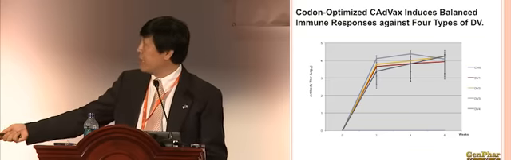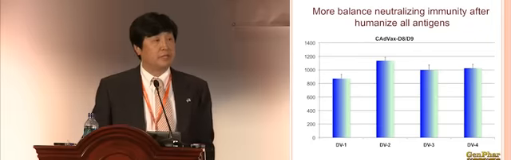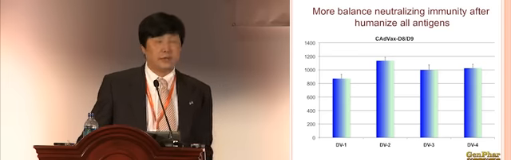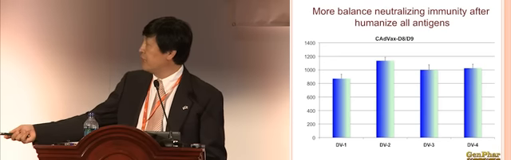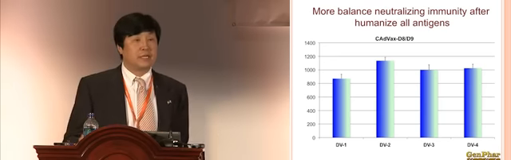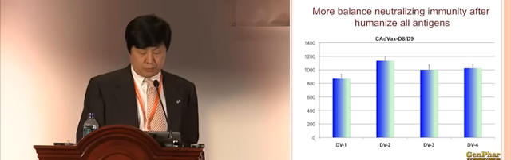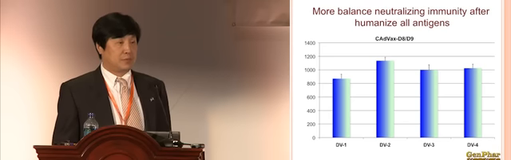And the immune response is actually maintained at a very high level. And this is a neutralizing immune response. This time we can see the neutralizing immune response equally across the board for Dengue 1, 2, 3, and 4. So in this case, we can actually provide complete protection against all 4 serotypes.